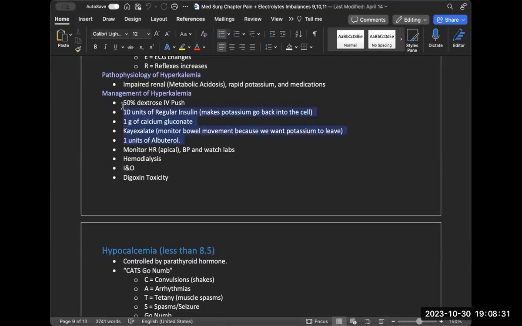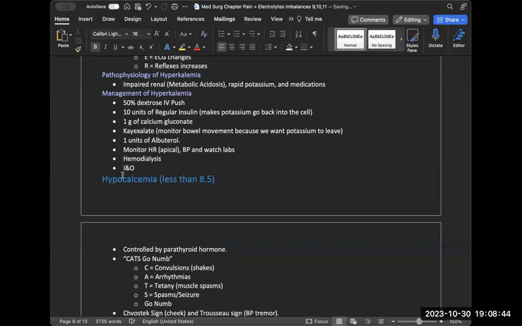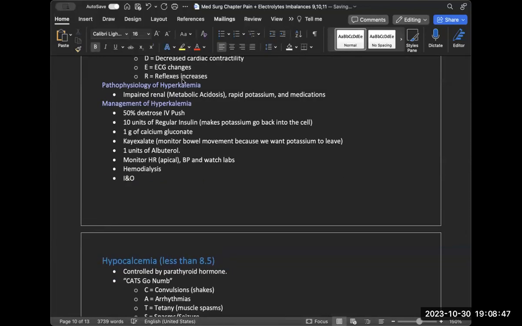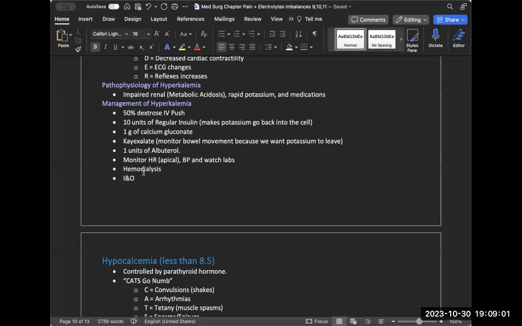Medications. These medications that I'm going to tell you right now are going to be on your med-surg exam. I know they're on mine, which means they're going to be on yours, okay? So things that we want to watch out for are these medications because they are going to be used to treat hyperkalemia. So these medications include 50% dextrose IV push, 10 units of regular insulin, 1 gram of calcium gluconate, Kayexalate, and 1 unit of albuterol. All of these push the potassium back into the cell.